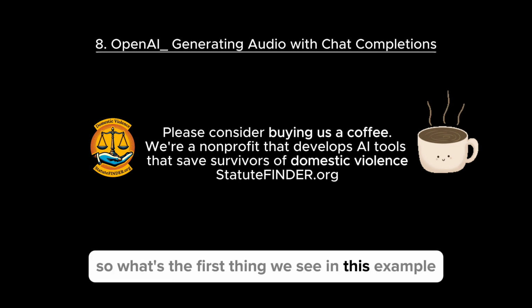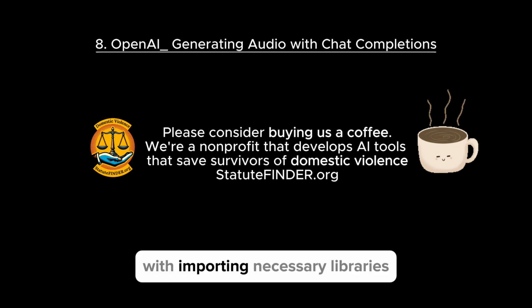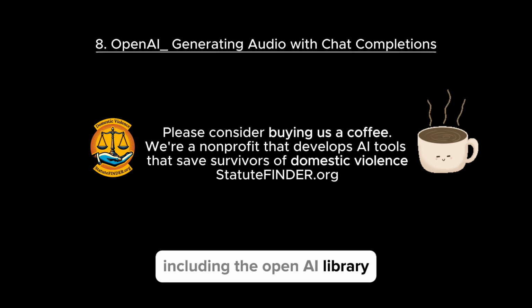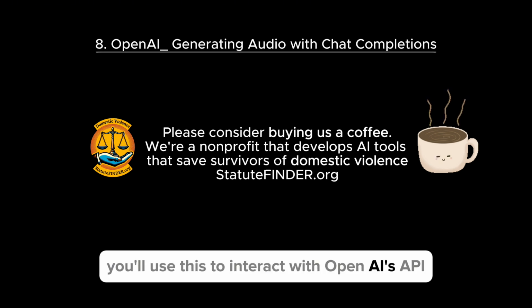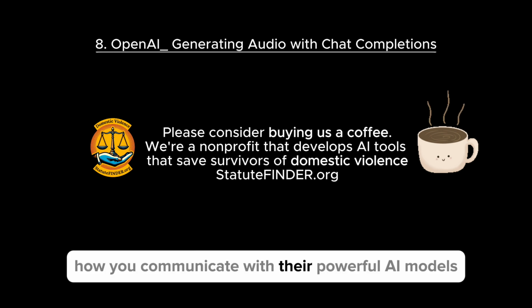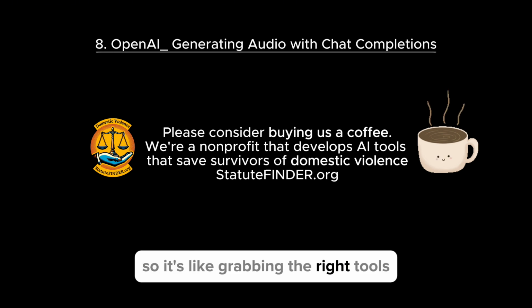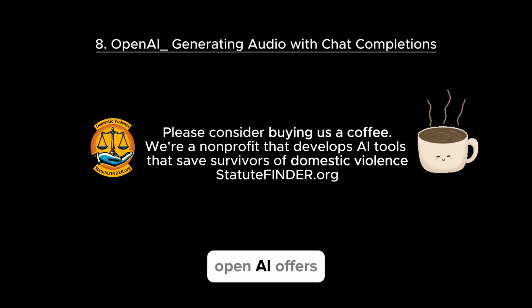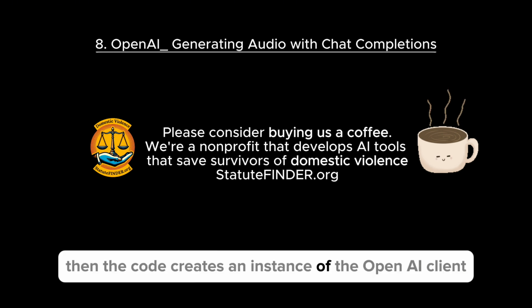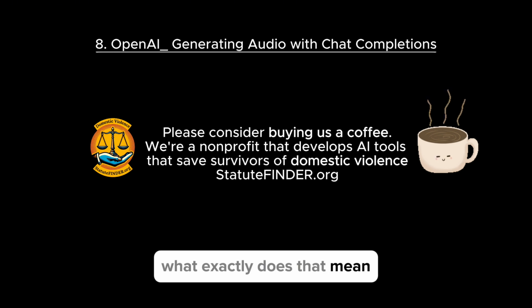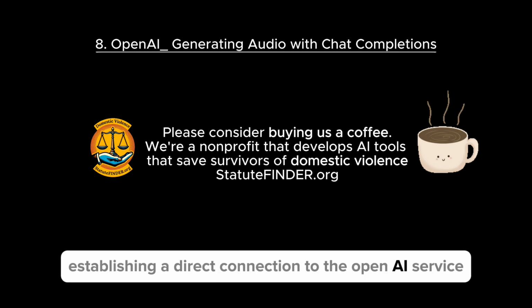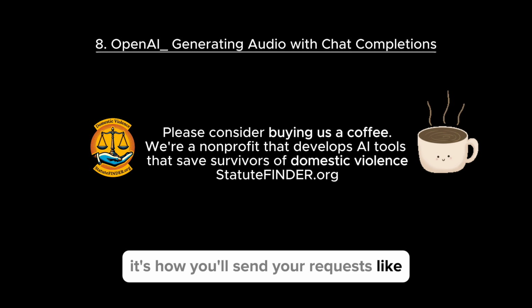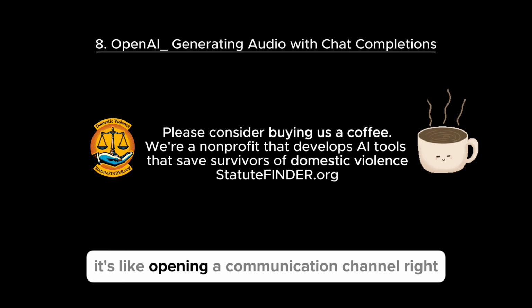So what's the first thing we see in this example? The example kicks off with importing necessary libraries, including the OpenAI library. You'll use this to interact with OpenAI's API, which is essentially how you communicate with their powerful AI models. So it's like grabbing the right tools before you start building something. Precisely. Think of the OpenAI library as your toolkit for working with all the amazing features OpenAI offers. Then the code creates an instance of the OpenAI client. What exactly does that mean? It's like establishing a direct connection to the OpenAI service. It's how you'll send your requests like, hey, AI, can you generate some audio for me? And receive responses back. Got it. So it's like opening a communication channel.